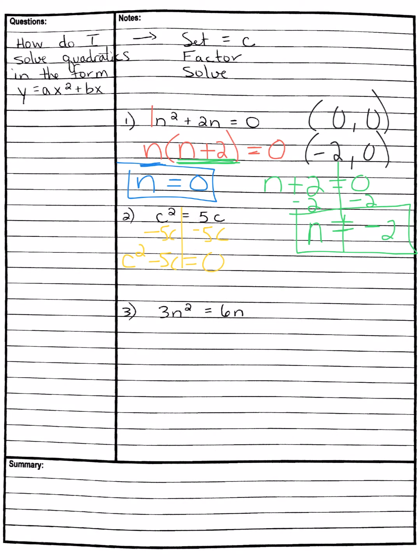This is in the form of ax squared plus bx. So what do they both have in common? They have a c. Let's pull that out. I'm left with c minus 5 if I factor out a c, equals 0. We have our two answers.